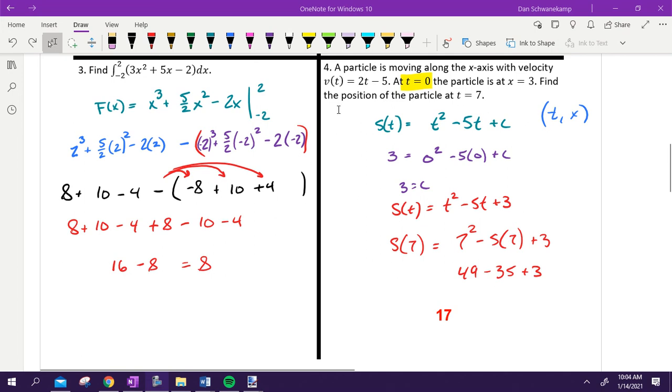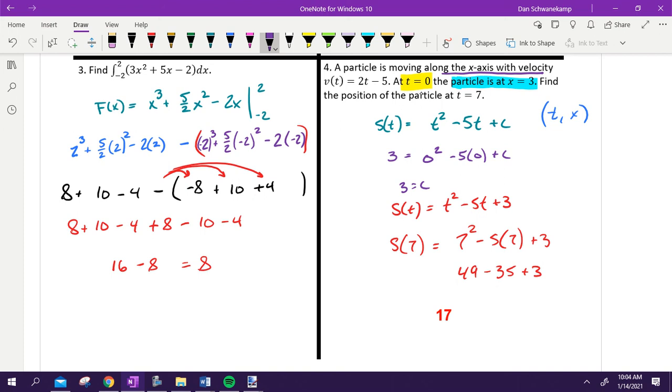That's key. On number 4, the annoying part is it tells you that at t equals 0, the particle is at x equals 3. Normally we have an xy ordered pair. Stupidly, here we have a tx ordered pair. T is my independent variable, it's my x value. And then we're calling this x because you're moving along the x-axis. It's really my position, so it's really my y value. It's really weird and annoying, but they do that every once in a while on the AP exam. That's why I'm throwing it at you.